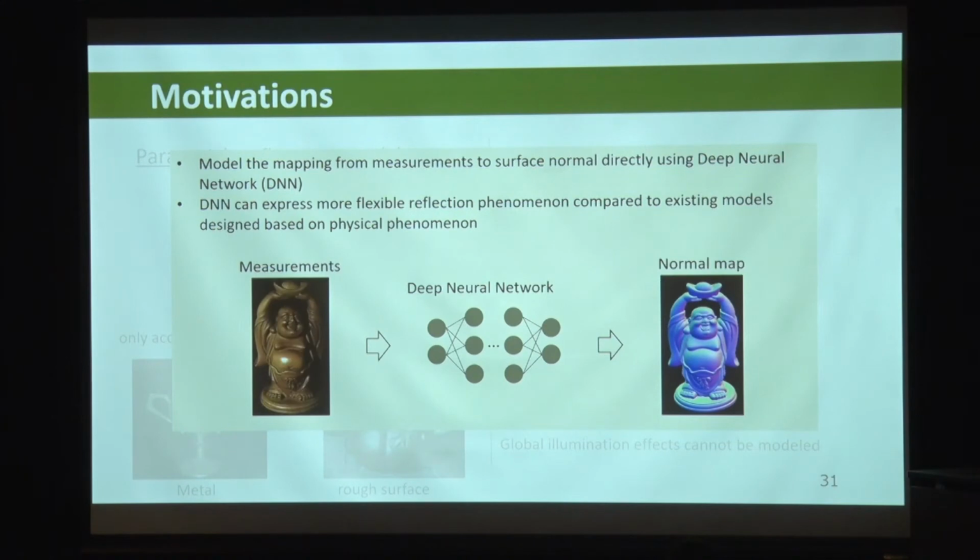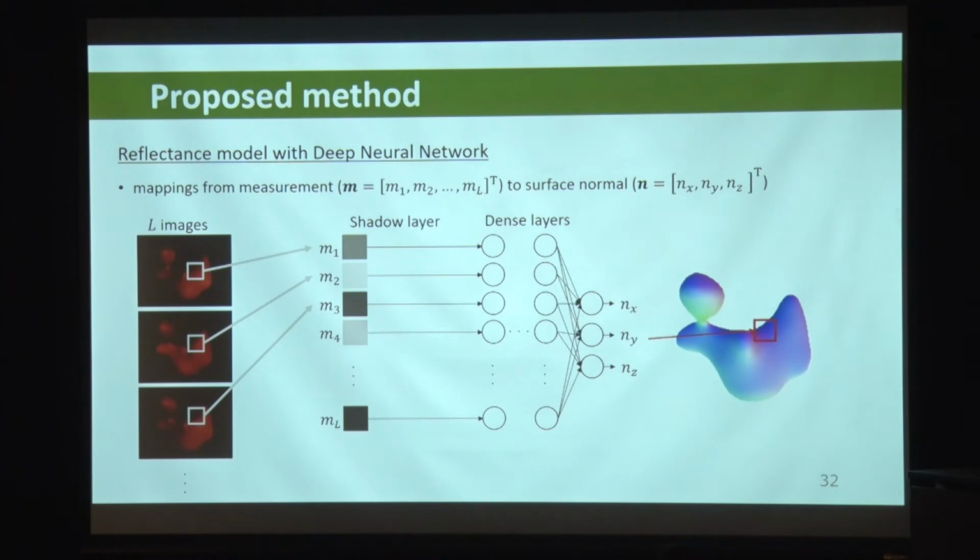So the motivation of this work is to model the mapping from the measurement to the surface normal using a deep neural network. This is like a regression problem. Because the DNN has a very strong capability, it can express more flexible reflection phenomena compared to existing models designed based on handcrafted or physical phenomena. It's a very simple network, very straightforward. The input is just the images.